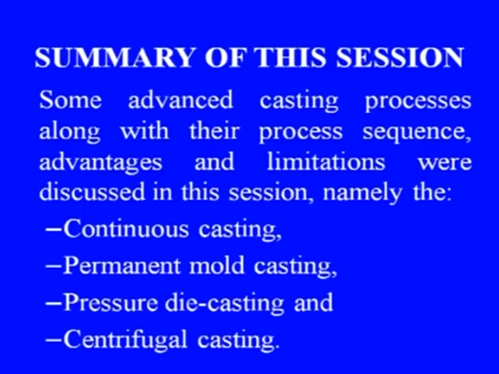Now, let us summarize what we have discussed in this session. We have discussed some advanced casting processes along with their process sequence, advantages, limitations, etc. The casting processes we have discussed are continuous casting process, permanent mold casting, pressure die casting and centrifugal casting process. We have tried to compare these processes based on various factors like cost, setup required, the materials that can be cast, etc. We hope this session was informative and useful. Thank you.